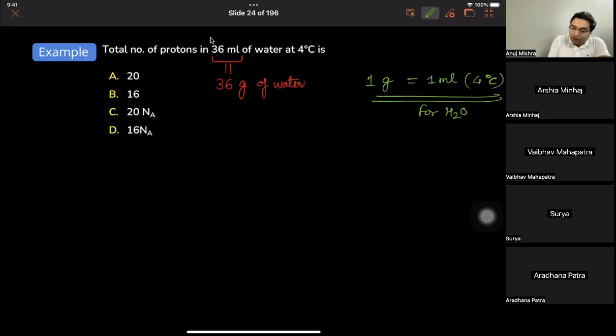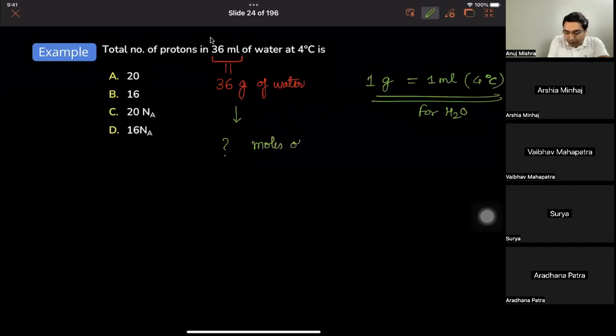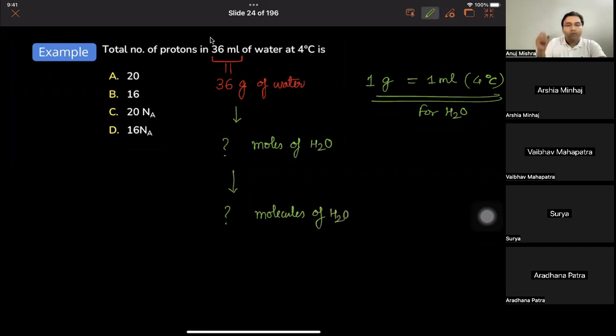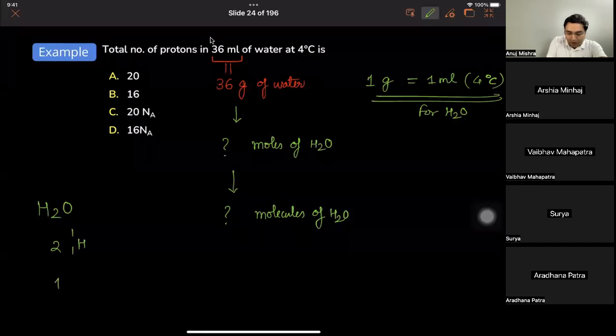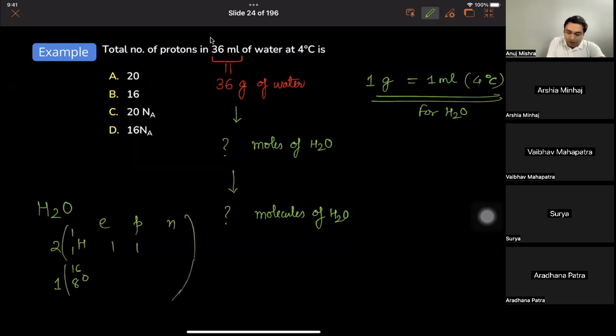So if you have 36 grams of water, can you tell me how many moles of water you have? If you know how many moles of water, you have to tell me how many molecules of water. In 1 molecule of water, we can count that there are 2 hydrogens, which are 1H1. There is 1 oxygen, which is 8O16. So electron, proton, and neutron, all 3 can be found as per the requirement. 1, 1, 0, and 8, 8, 16 minus 8, that is 8.